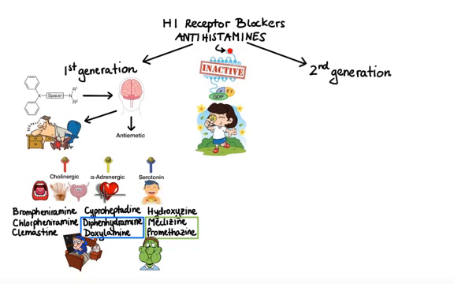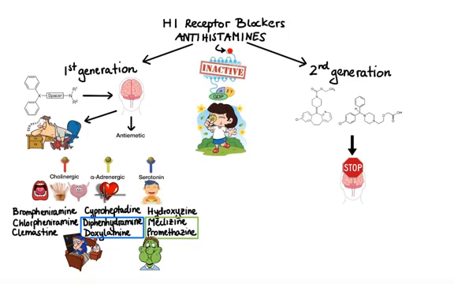Now let's move on to the second generation H1 antihistamines. So unlike the first generation, second generation agents have bulkier and less lipophilic structure. Therefore, they do not cross the blood-brain barrier as readily. Furthermore, they are much more selective for the peripheral H1 receptors involved in allergies as opposed to the H1 receptors in the central nervous system. As a result, second-generation drugs provide the same allergy symptom relief but with fewer side effects such as sedation.